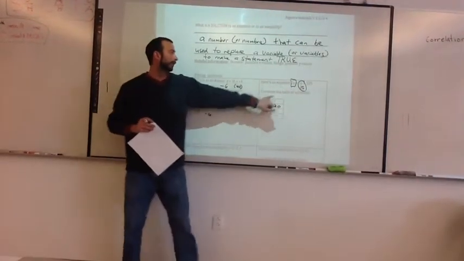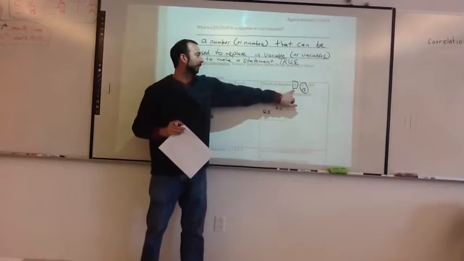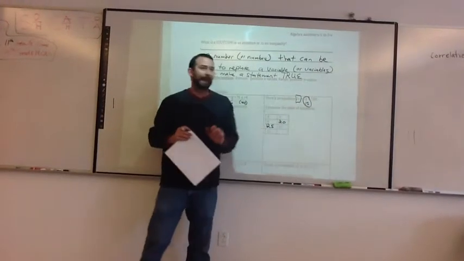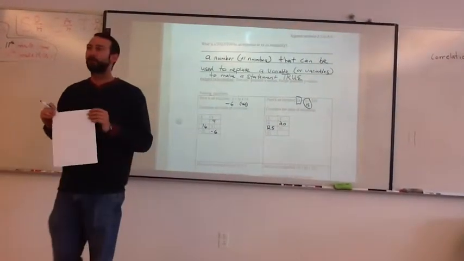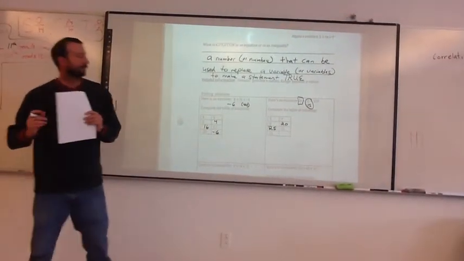So we know this works. That gives me a value of 25, a value of 75. Add them together gives me a total of 100. That makes a true statement.